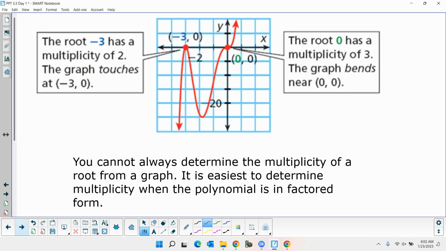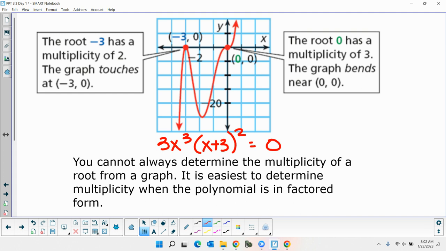It says you cannot always determine the multiplicity of a root from a graph. It's easiest to determine multiplicity when the polynomial is in factored form. So once you get it factored, it's easier to tell. So again, this graph factored is this. Oops, that's 3, not 2. Sorry. There's the 2. So that's what that graph's factored form looks like. So when I set those equal to 0, 0 works 3 times, -3 works 2 times. Okay?